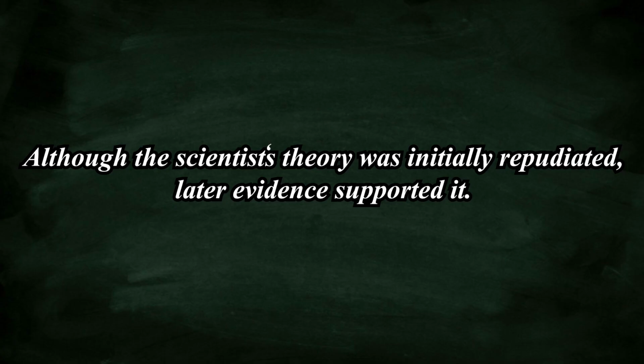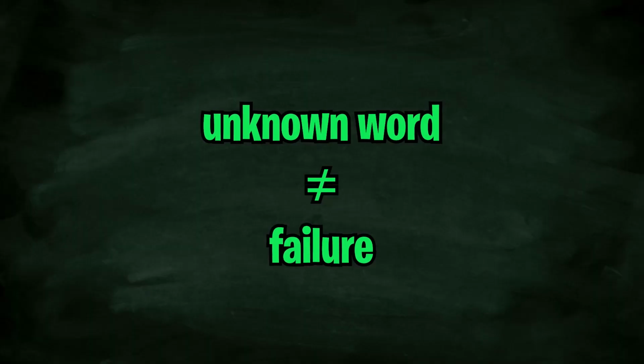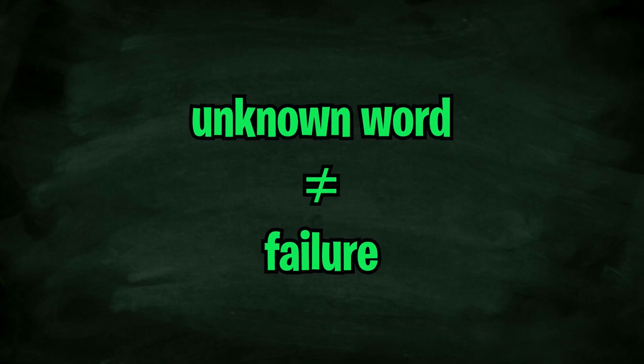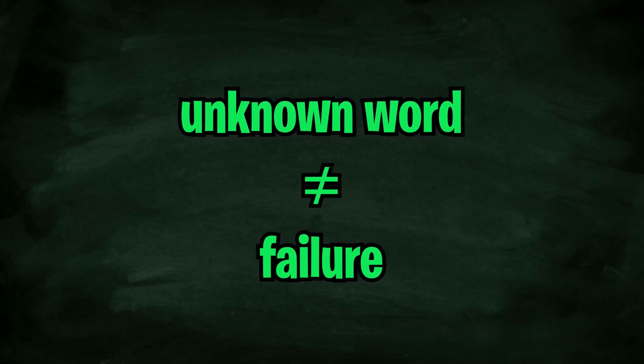If I say, although the scientist's theory was initially repudiated, later evidence supported it. Maybe you don't know what the word repudiated means, but you still understand. You see although, and then you see evidence supported it. So first people rejected it, then evidence supported it. That's enough to massively increase your score on the SAT. So stop treating every unknown word like an automatic failure.